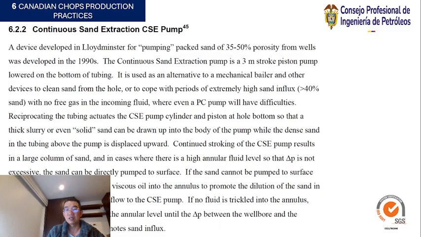If the sand cannot be pumped to surface easily, it is also possible to feed viscous oil into the annulus to promote the dilution of the sand in the wellbore and allow easier inflow to the CSE pump. If no fluid is trickled into the annulus, the CSE pump will draw down the annular level until the delta P between the wellbore and the formation is large, and this promotes sand influx.